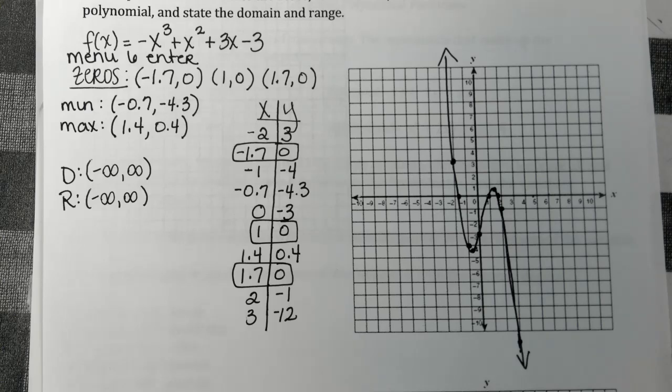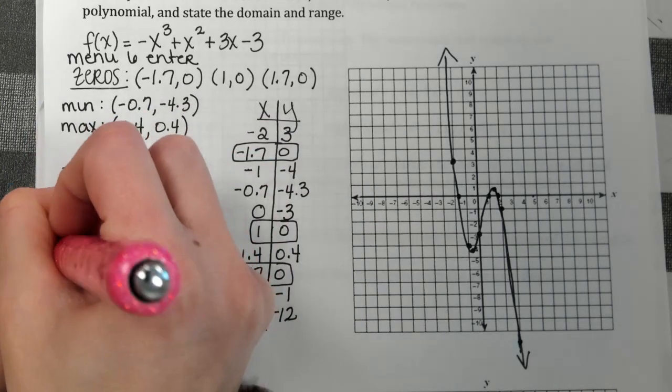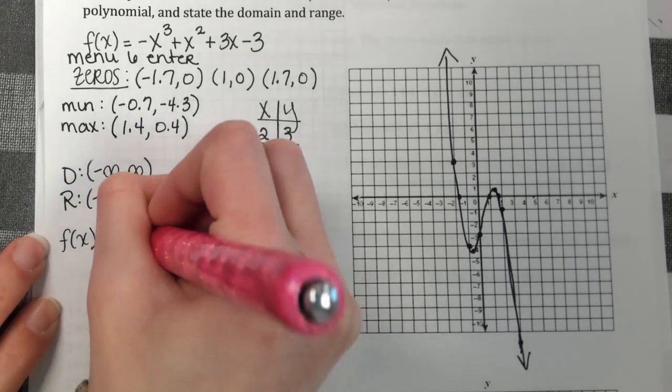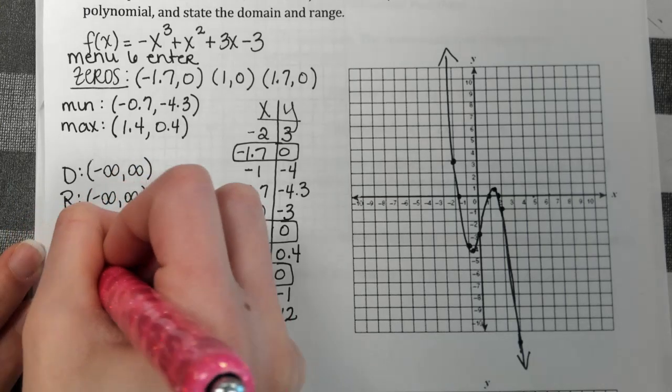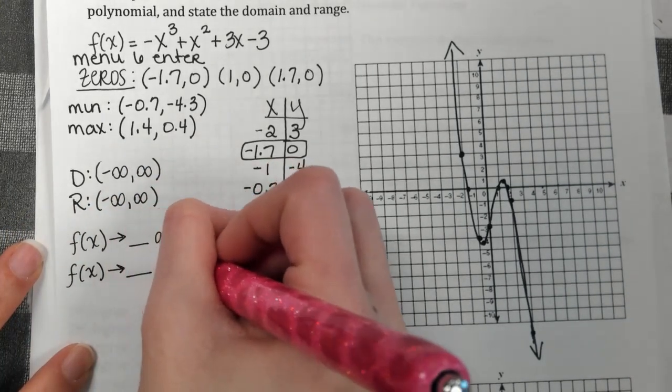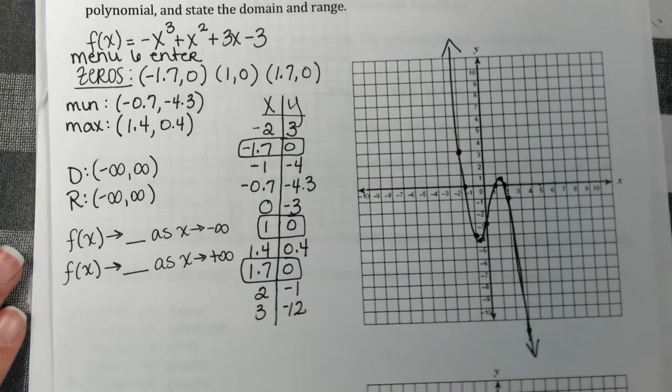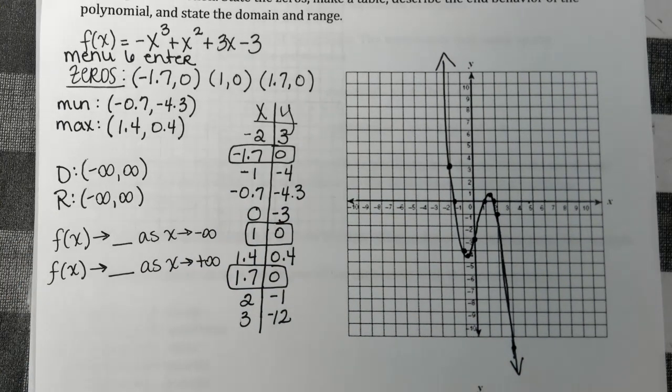Okay? Now, I want you to do your end behavior. So your end behavior: as x approaches negative infinity, f of x approaches blank; as x approaches positive infinity, f of x approaches blank. You can either use your graph or use what you know about the function to figure that out.